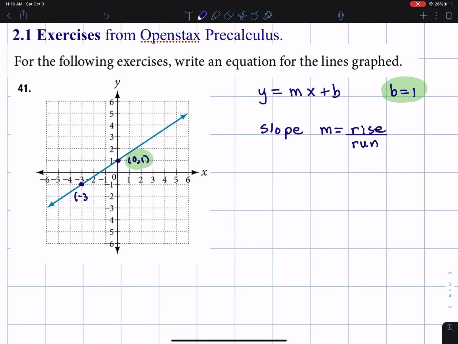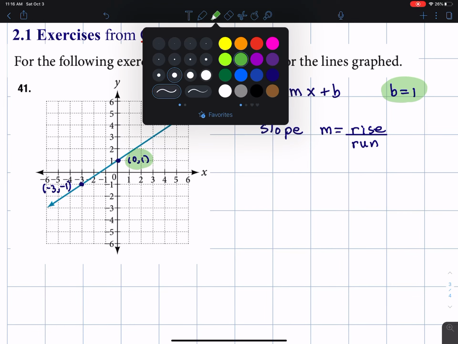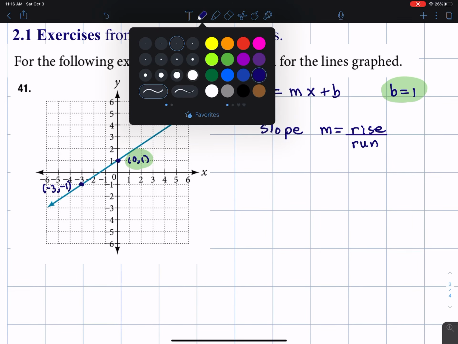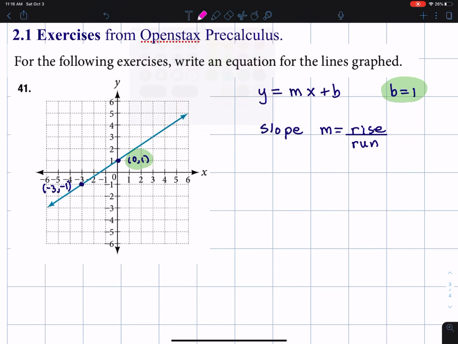-3, -1. I was stopping for a moment to think, maybe I'll put it on this side. Why am I going to do that? Because I want to make a little tiny right triangle here. And then from that right triangle, I'm going to count this rise over run stuff.